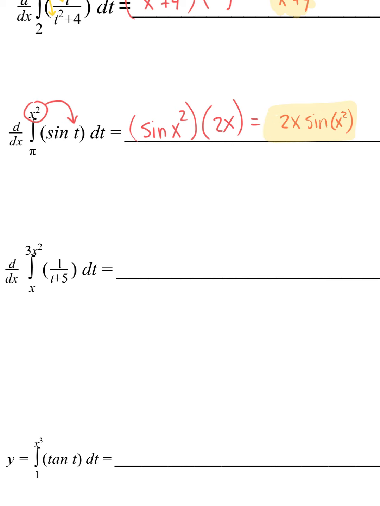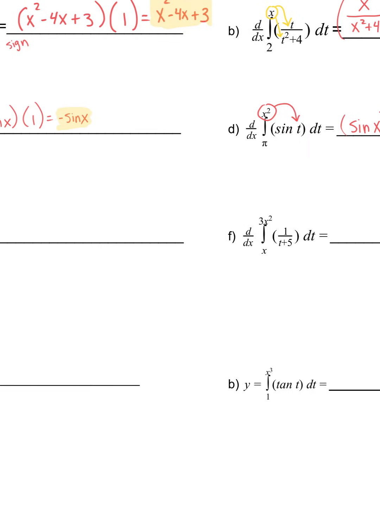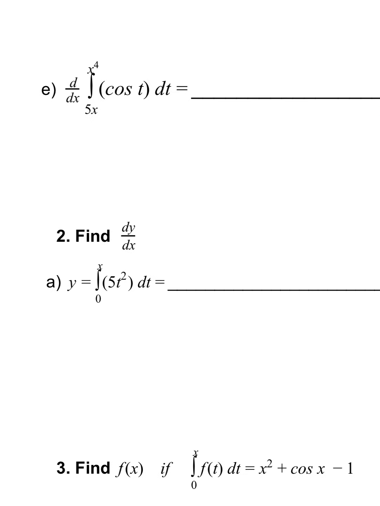Let's keep going. A, B, C, D, E. It's late at night. Forgive me. Now we have another twist. This is new. We're still taking the derivative of an integral. So that is still fundamental theorem of calculus part 2. But now you notice that we have a variable in our upper limit and we have a variable in our lower limit. So here's what we do. We simply do the shortcut twice.